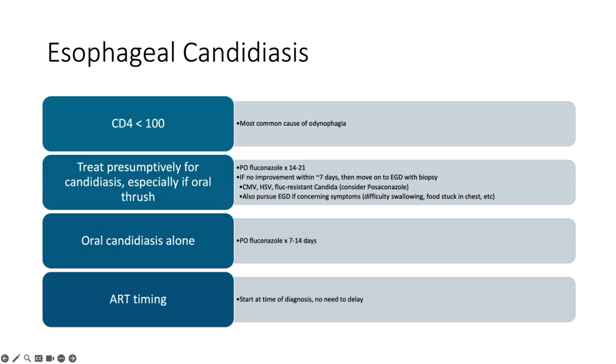You're looking for other infections. You're looking for fluconazole resistance. And you would, of course, do EGD if they have any red flag or alarm symptoms. ART timing: you can start ART at the time of diagnosis. If you have the patient in clinic, you're probably going to start them on ART then, rather than risk losing them if you send them out without it.